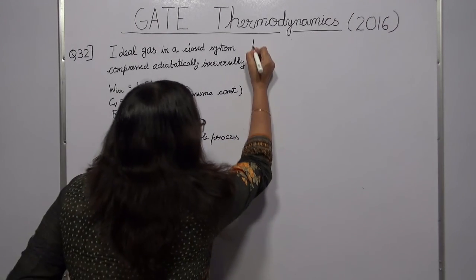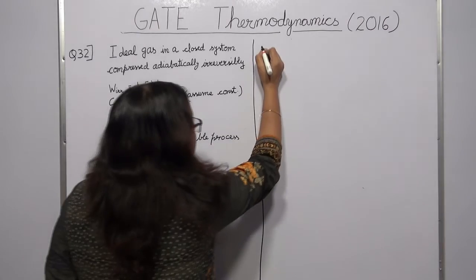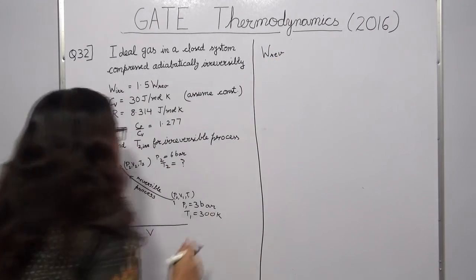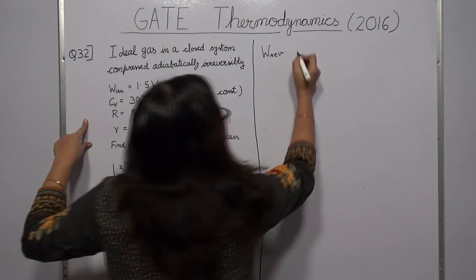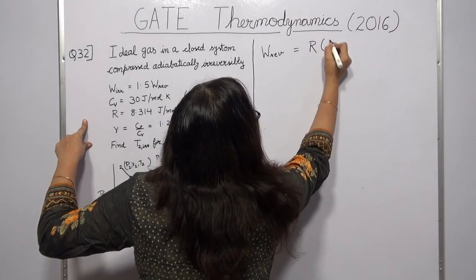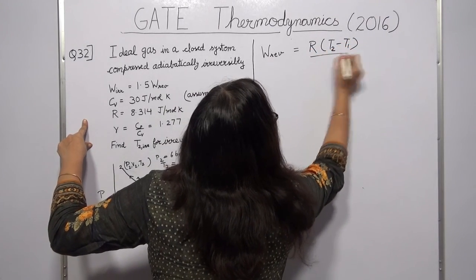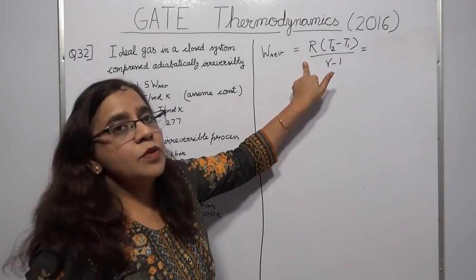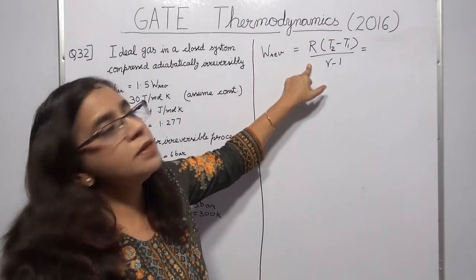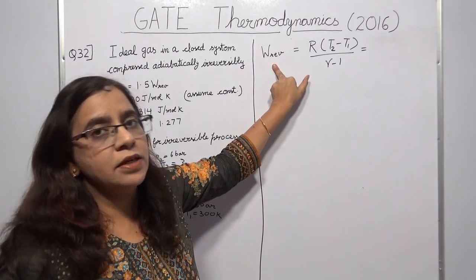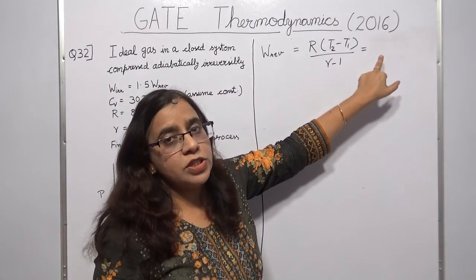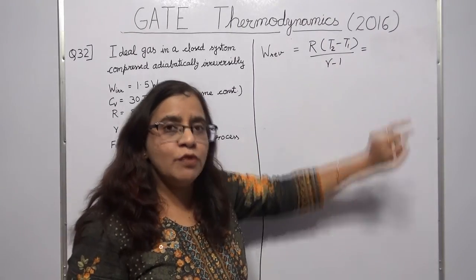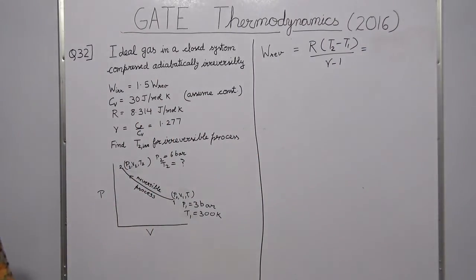Let's first calculate W reversible for this process. Since this is an adiabatic process, you all know that the work done is equal to R times (T2 minus T1) upon (gamma minus 1). This is the equation which is very easy to remember. Usually I remember this equation for the work done in an adiabatic process and then I derive the equation in terms of pressures. But if you want to remember the equation in terms of pressure, I am going to write that equation as well for you.